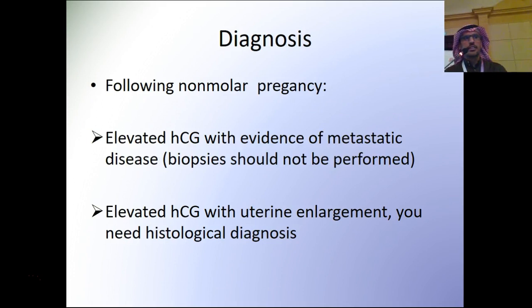Following non-molar pregnancy, if there is elevated beta-HCG with evidence of metastatic disease, usually you can make a diagnosis, and usually biopsy should not be performed because this tumor is highly vascular, and by doing a biopsy there is a high risk of life-threatening hemorrhage. But if you have elevated beta-HCG with uterine enlargement only, and there is no evidence of metastatic disease, you may consider histological diagnosis if you are not convinced, because it may be another pregnancy, it could be retained tissue inside the uterus after the pregnancy, or it could be gestational trophoblastic neoplasm.